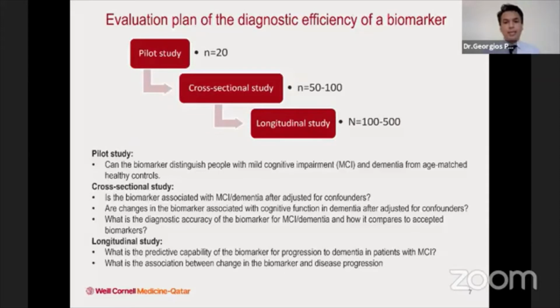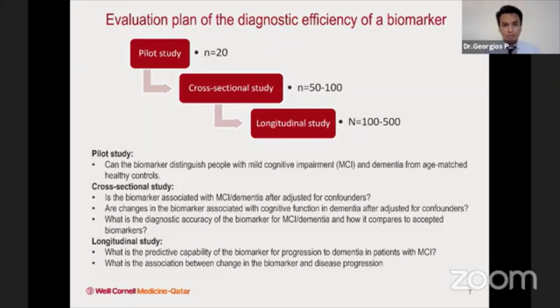So, in the process of evaluating the efficacy of a biomarker, there is a defined process. You start first with a pilot study where you only need a small sample size. You don't need to calculate the sample size; you just recruit around 20 patients. There you have healthy controls and, at the other extreme, people with dementia, and you just want to see if your biomarker in question can find any significant difference between these two groups.